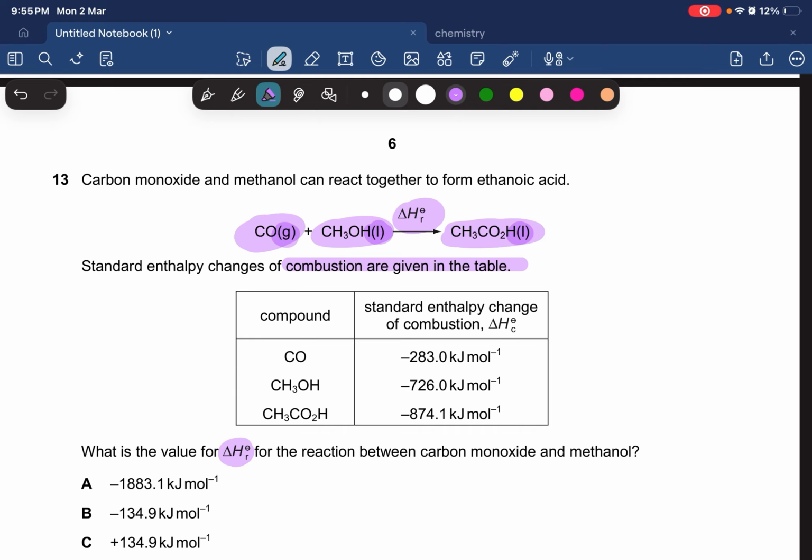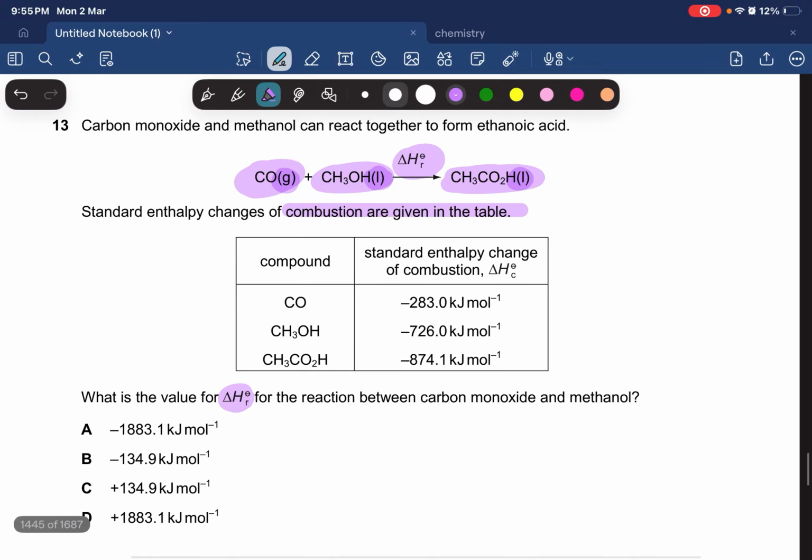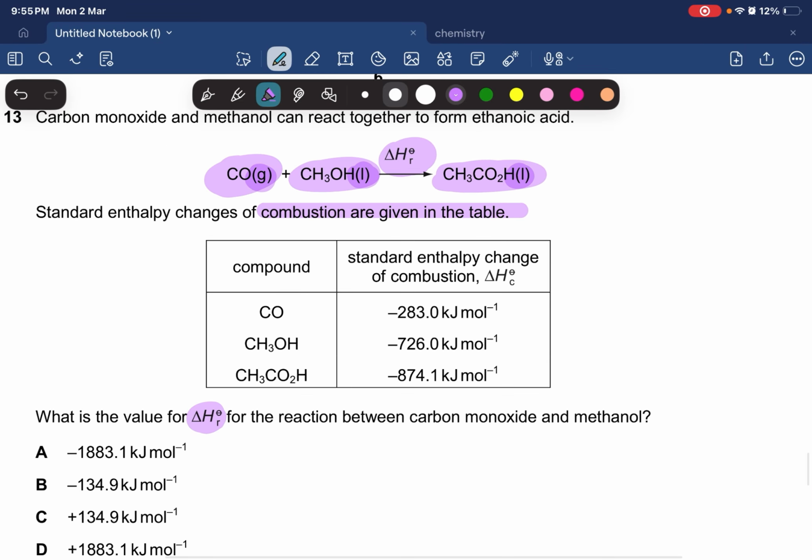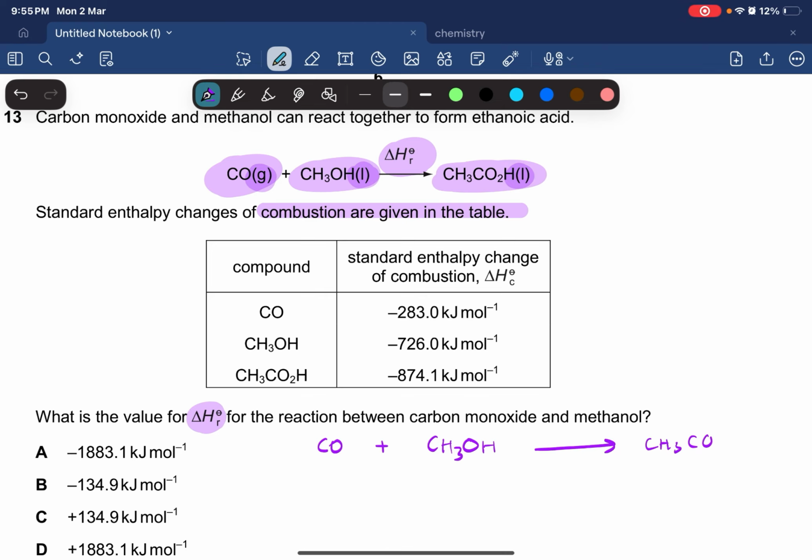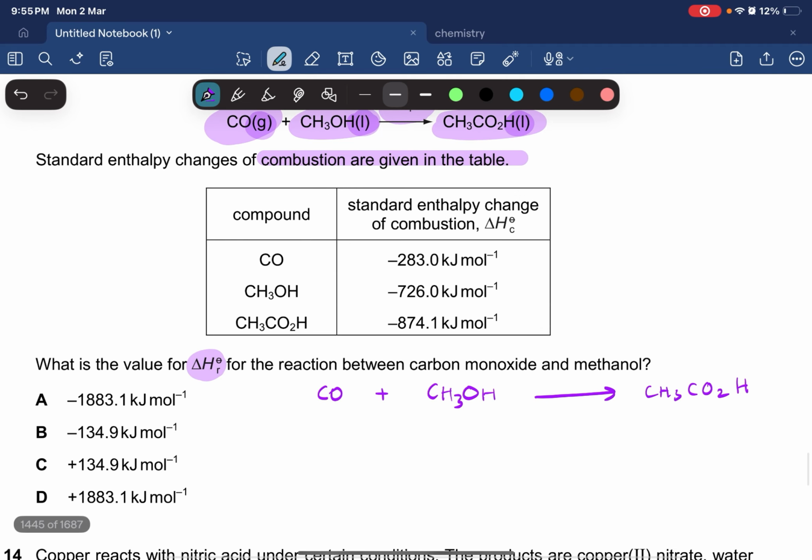We definitely have to construct a Hess cycle. And how are we going to construct it? No worries. First things first, we put carbon monoxide here. Then we have methanol, which is CH3OH. And then we have CH3CO2H. Now at the bottom, we are going to write carbon dioxide and water. Why carbon dioxide and water? Because we're combusting them. Combustion means burning them in excess oxygen.